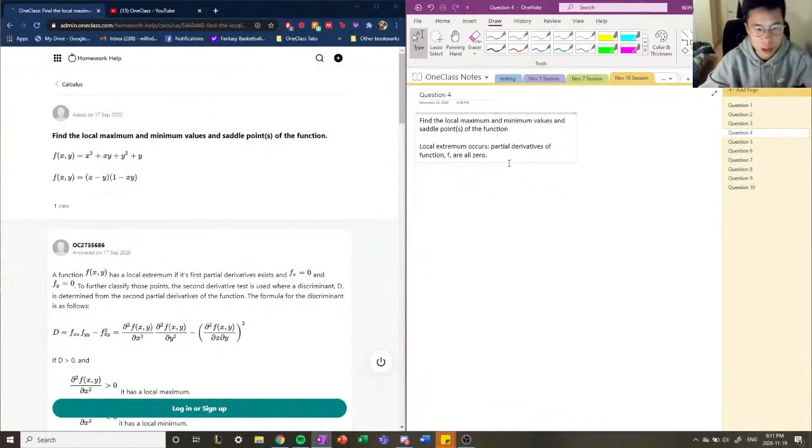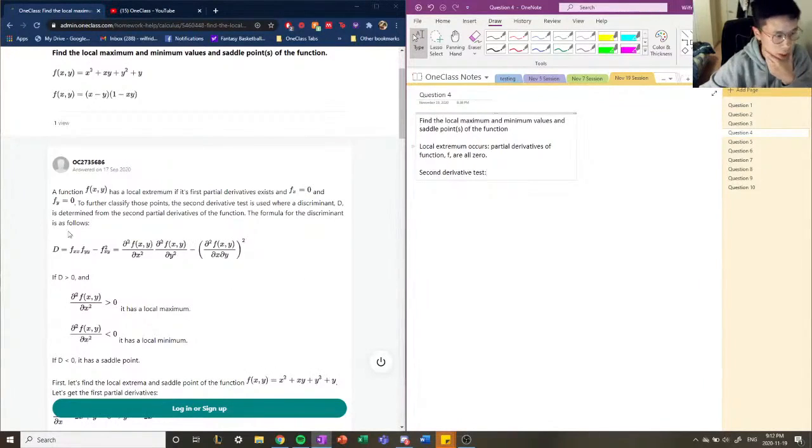And so not only do we need to know what a local extremum is, the question is asking us to find the local maximum and minimum values and saddle points of the function. So we also need to go a step above calculating the local extremums, and we need to classify these points. The second derivative test helps us do that. So we use what we call a discriminant, and the junior tutor writes it out here. The discriminant is just a way to classify your local extremum. It is given by the double partial derivative of f with respect to x times the double partial derivative with respect to y, minus the mixed partial derivative of f, xy, squared.